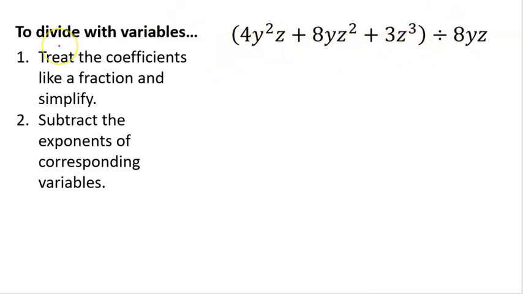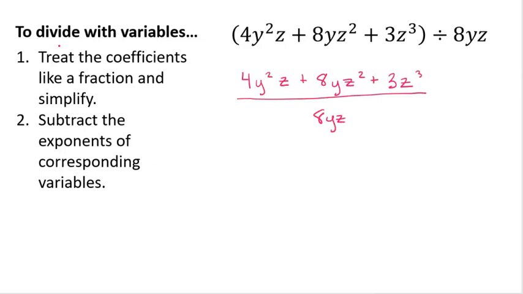And so here's one way that I like to rewrite it. So I'm going to rewrite what's in the parentheses. And then it's being divided by 8yz. So you might see it something like this. Either way, whenever we're dividing, we can write that up underneath each term. And so I'm going to put 8yz, 8yz, and 8yz.